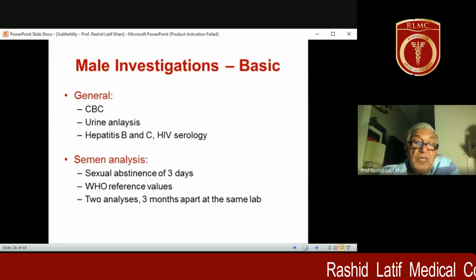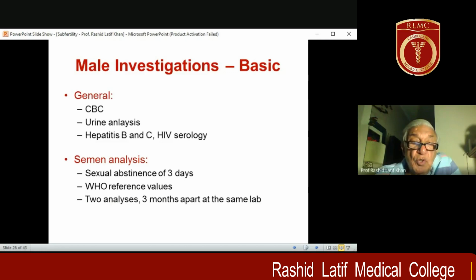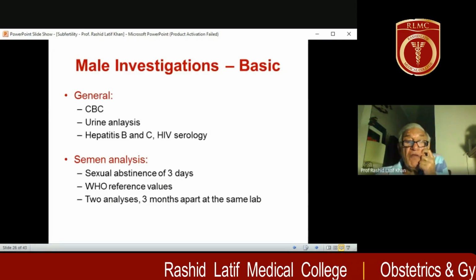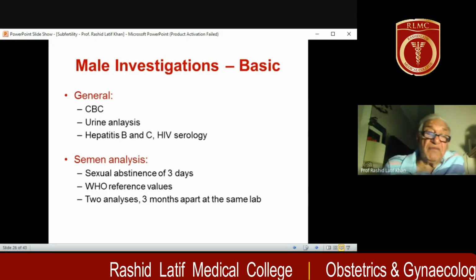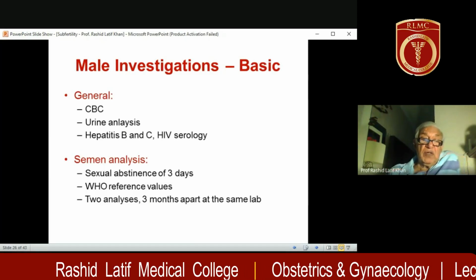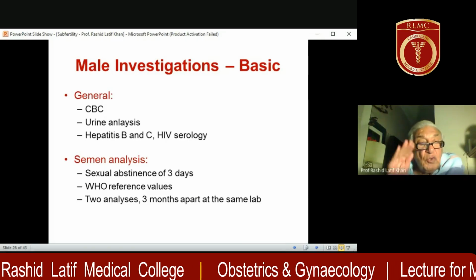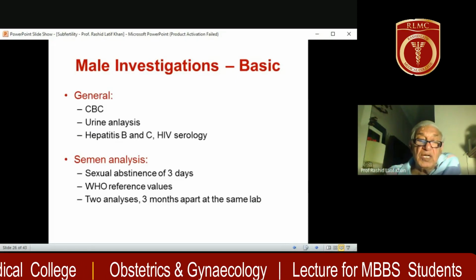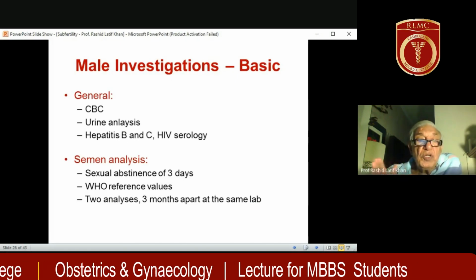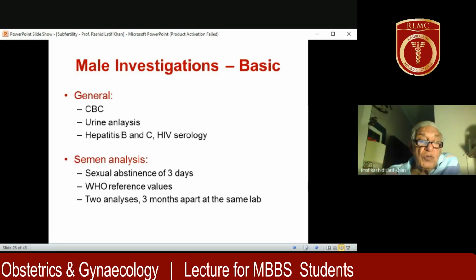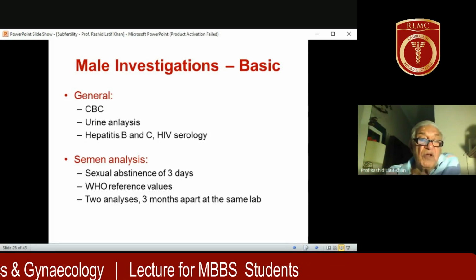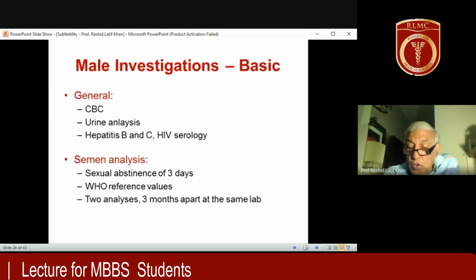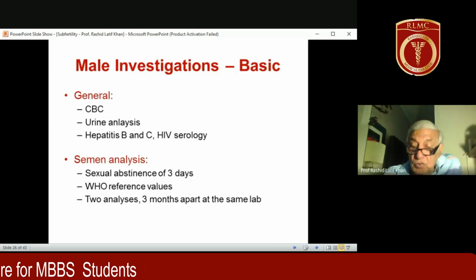Similarly, the next slide will show you the WHO reference values. Remember those, because when I was an undergraduate, the reference values were totally different, but gradually WHO has reduced the requirements, and now the latest instructions according to WHO are that even very low count, very low motility and morphology can also be useful for fertility. So the old description you should forget.